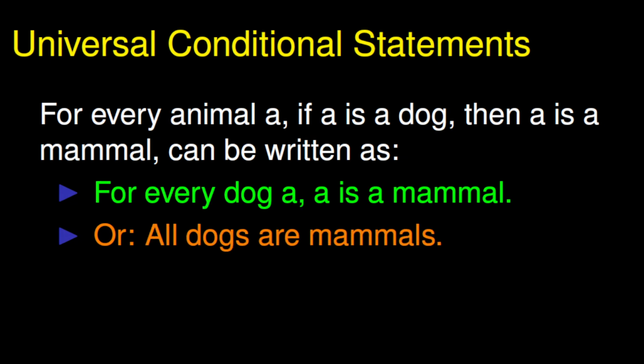The statement can also be expressed so as to make its universal nature explicit, and its conditional nature implicit. For every dog A, A is a mammal. Or, all dogs are mammals.